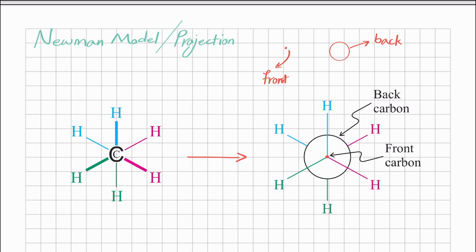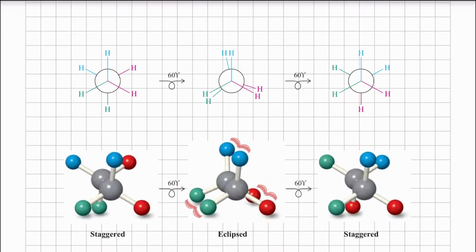The connections of the hydrogens and the front carbon are pictured completely, but the other connections, I mean the back carbon and the hydrogens, are pictured in half. So this way we can understand the conformation and the arrangement of the molecule a little easier. Now, knowing this concept and knowing the Newman model, we want to take a look at the conformations again to understand what is happening.